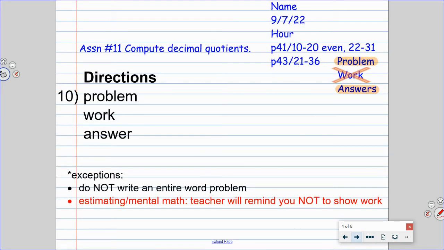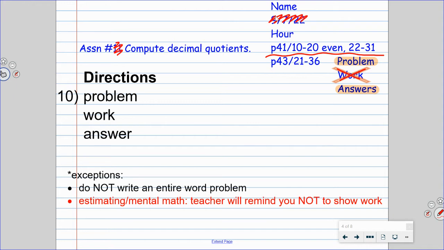Pause for a second. Go ahead and title whatever the date is for this particular assignment, whatever the assignment number is. Write assignment number blank, compute decimal quotients, name, date, period. Pages 41 and 43. Now, please note for page 43 only, you will not be showing work. I will show you a mental math shortcut.